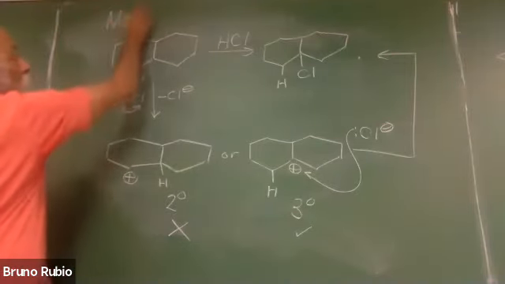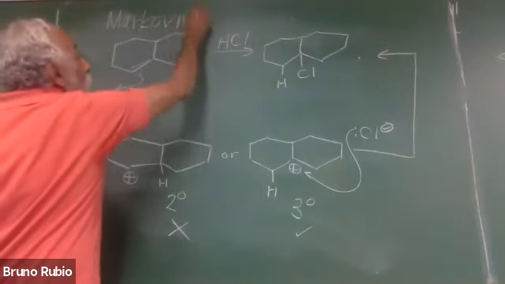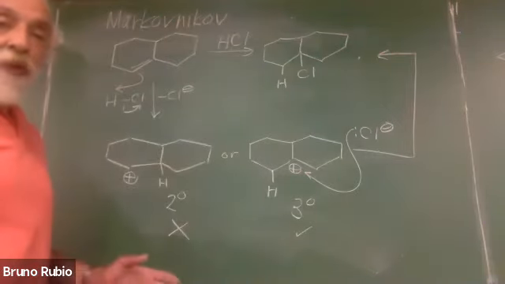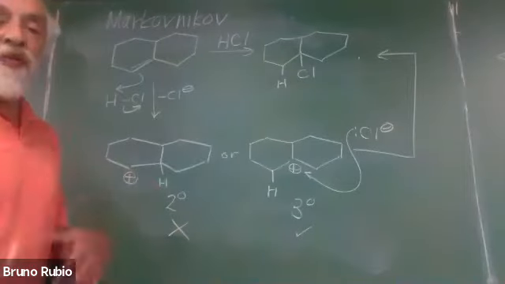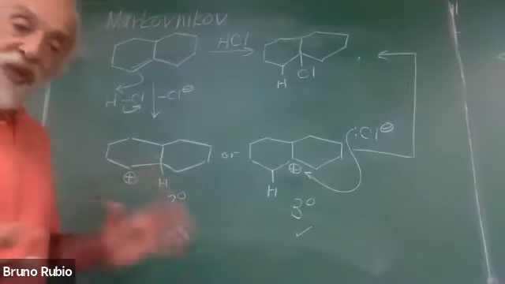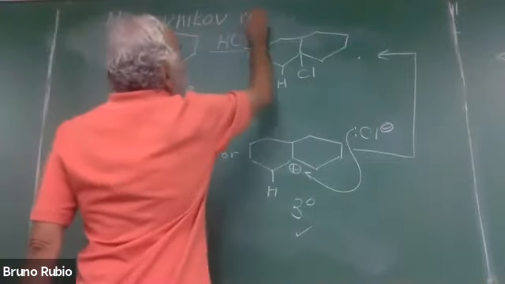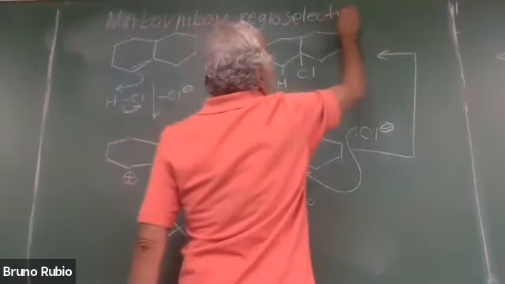This is called Markovnikov. I've seen this name spelled 100 different ways. I'm writing it with B's, but I've seen it with W's, I've seen it with F's, I've seen it with double F's. Forget about that. Markovnikov regioselectivity.